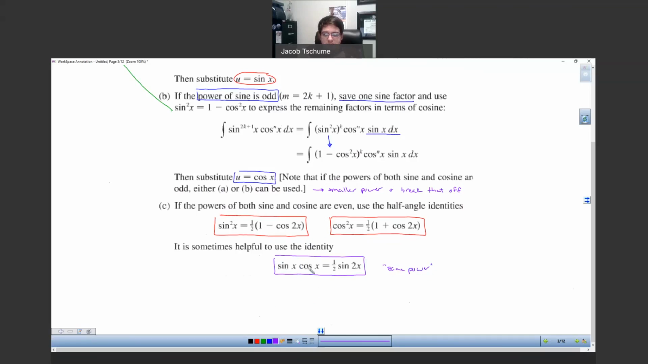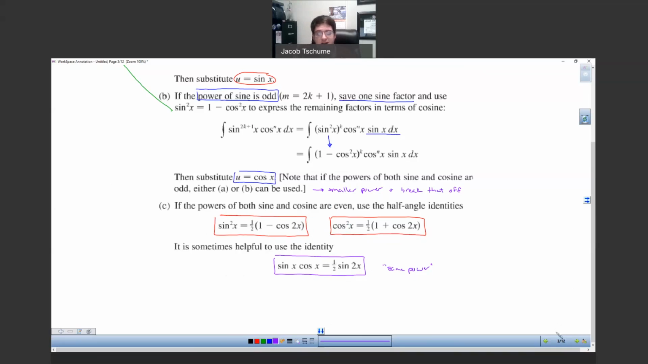Sine of x times cosine of x equals 1/2 sine of 2x. But this identity at the bottom is only useful if both sine and cosine are even and they are the same power. If they're both even and different powers, you will need to use the half angle identities right above.